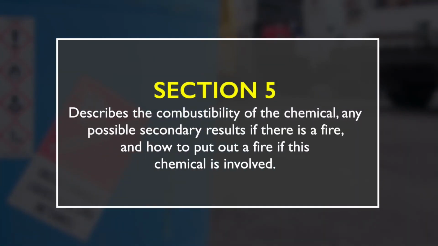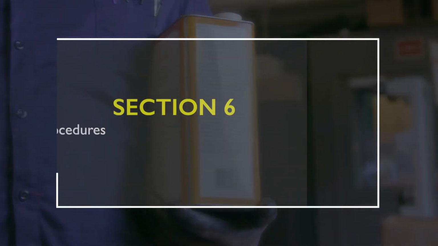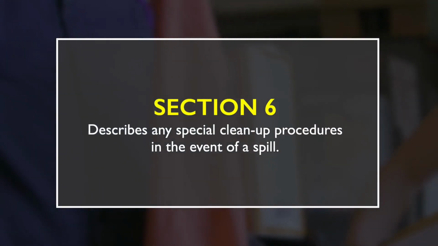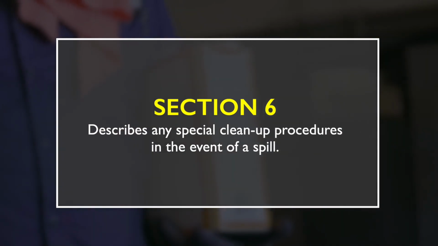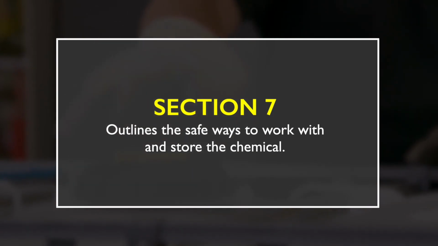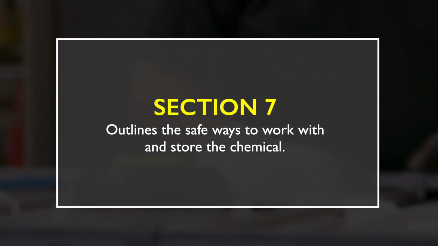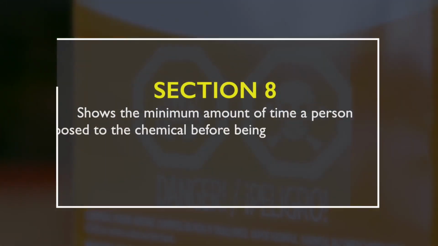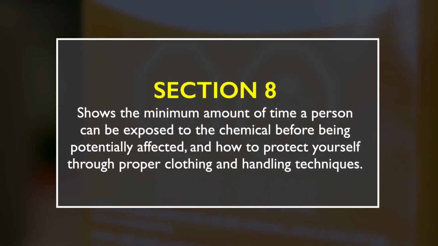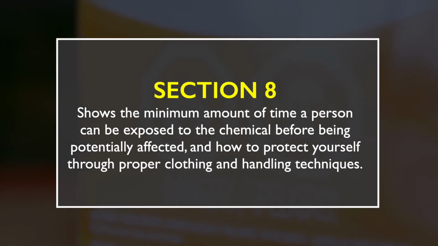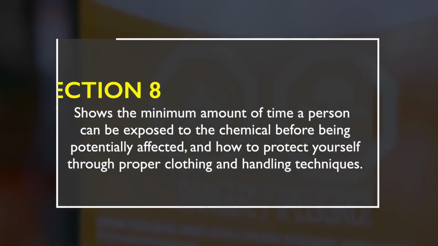Section 5 describes the combustibility of the chemical, any possible secondary results if there is a fire, and how to put out a fire if this chemical is involved. Section 6 describes any special cleanup procedures in the event of a spill. Section 7 outlines the safe ways to work with and store the chemical. Section 8 shows the minimum amount of time a person can be exposed to the chemical before being potentially affected, and how to protect yourself through proper clothing and handling techniques.